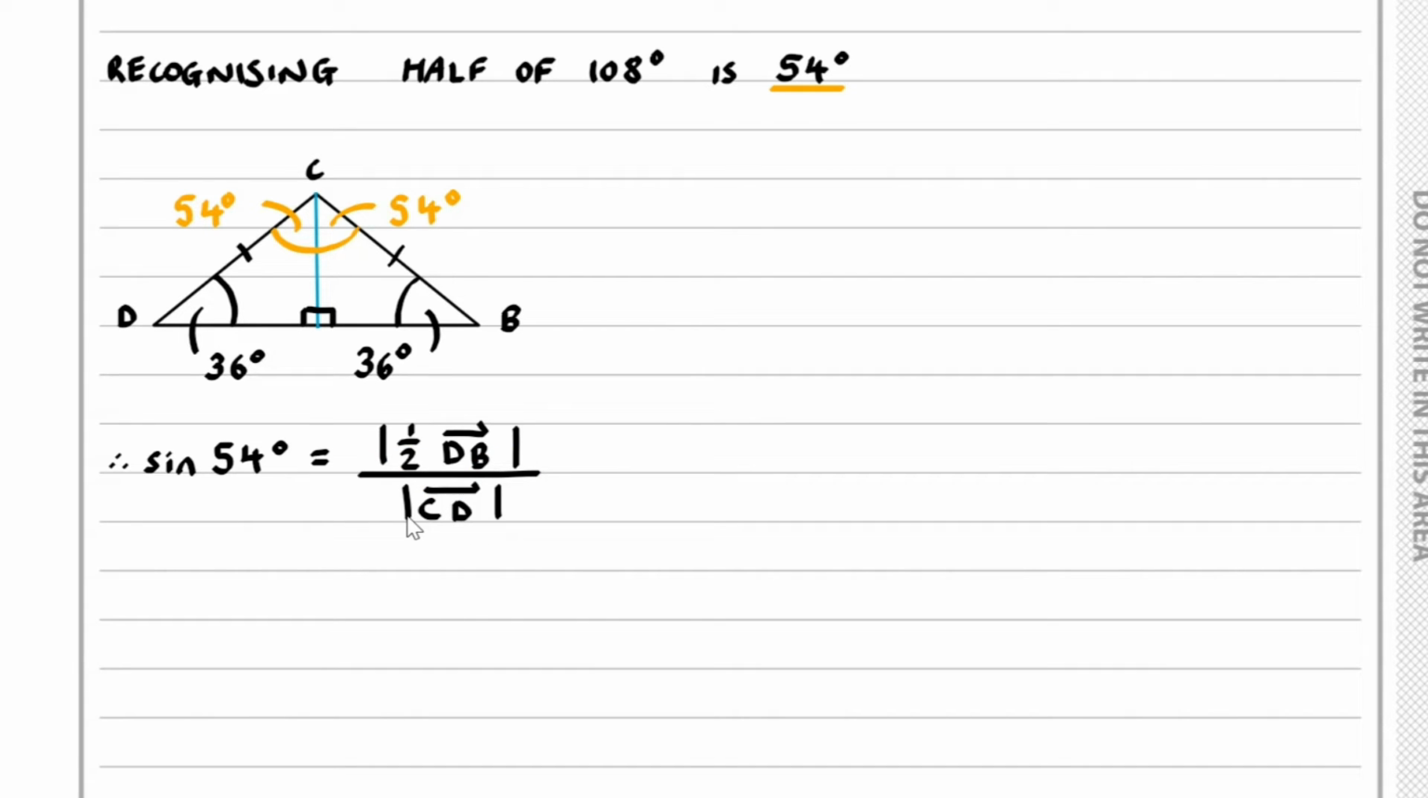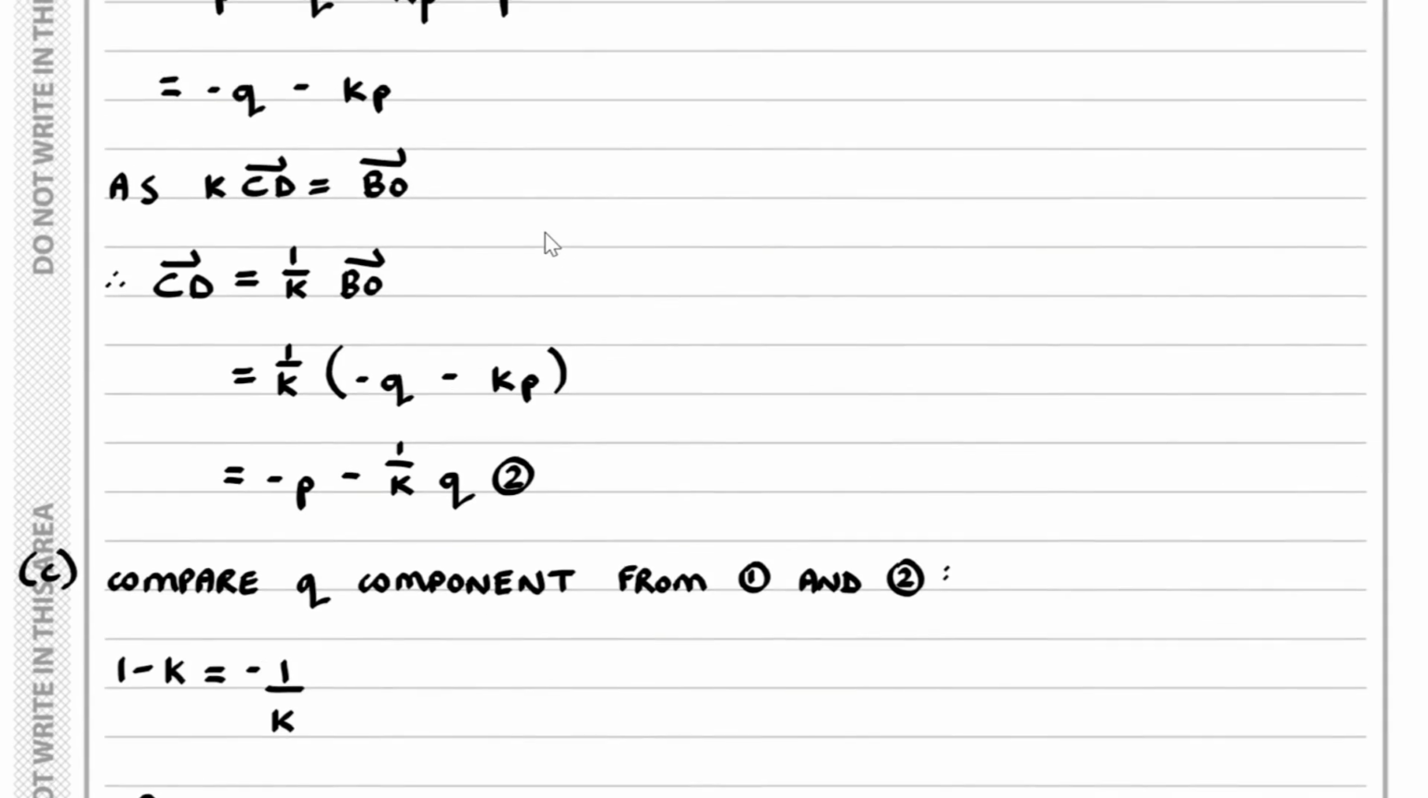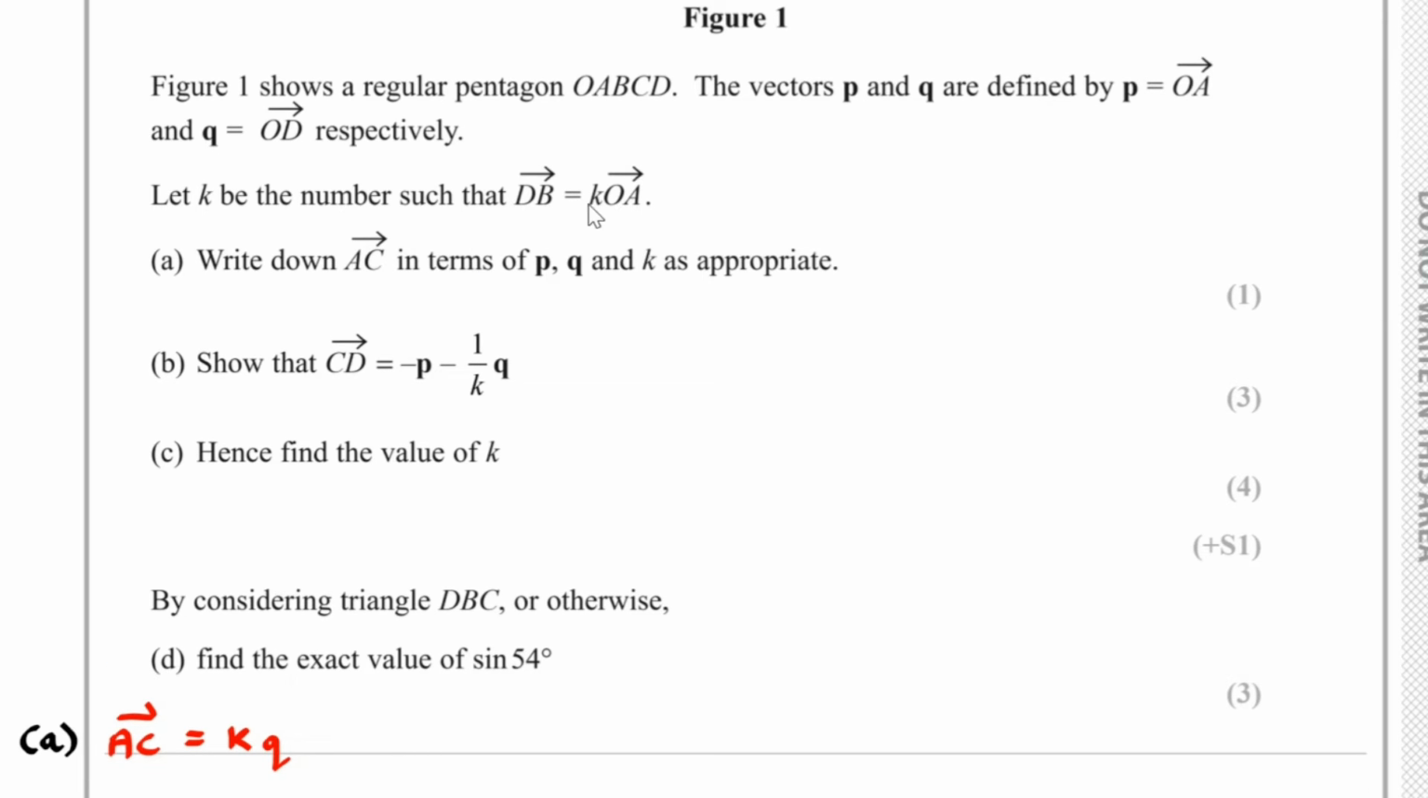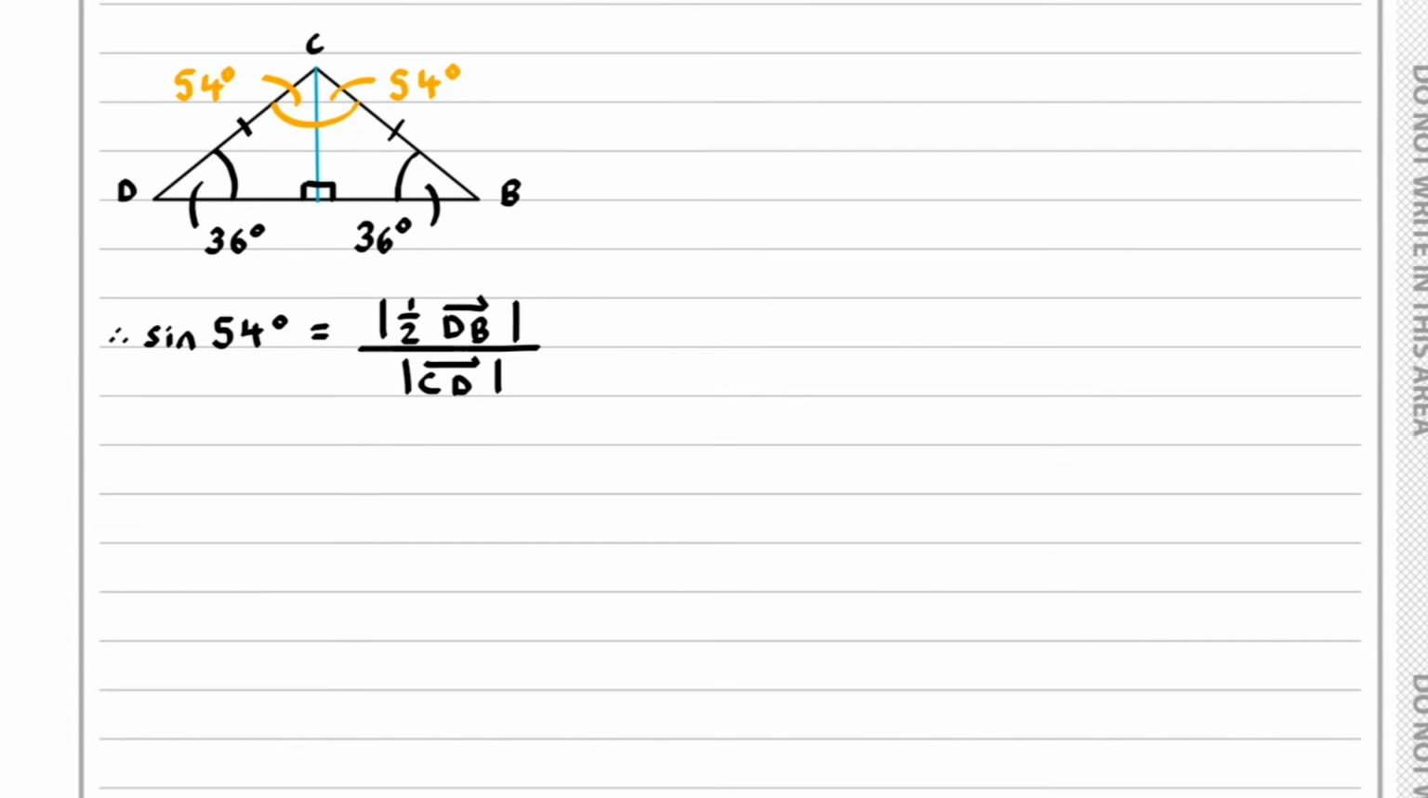Now, what is half of the vector DB? Well, we know the vector DB, going back to the question, is equal to k times the vector OA. So, what this is the same as is the magnitude of 1/2 k OA. And the magnitude of CD is also equal to OA.